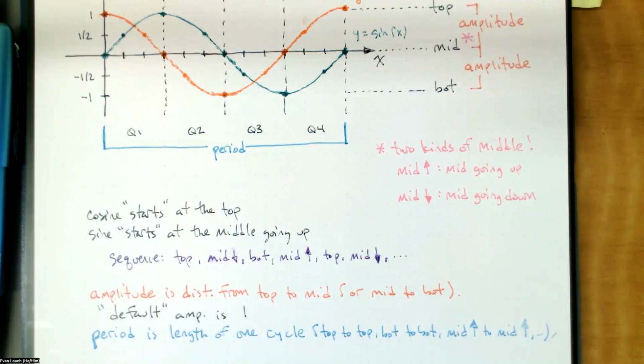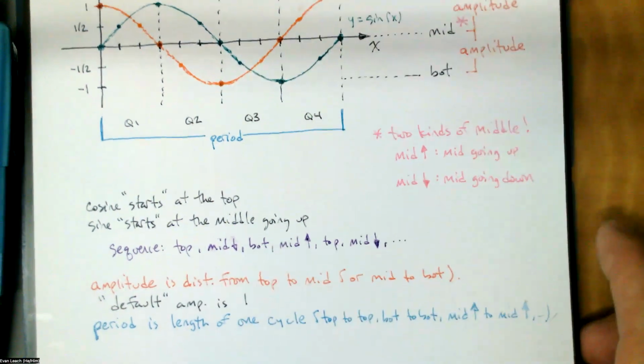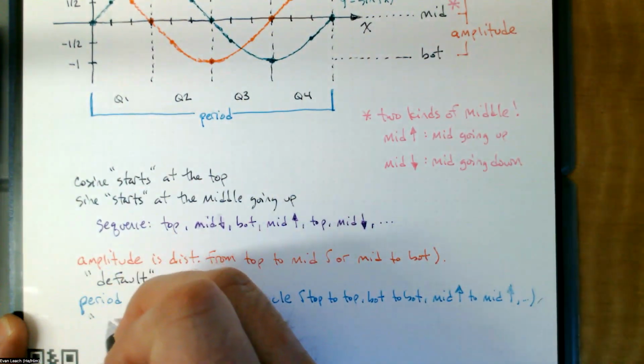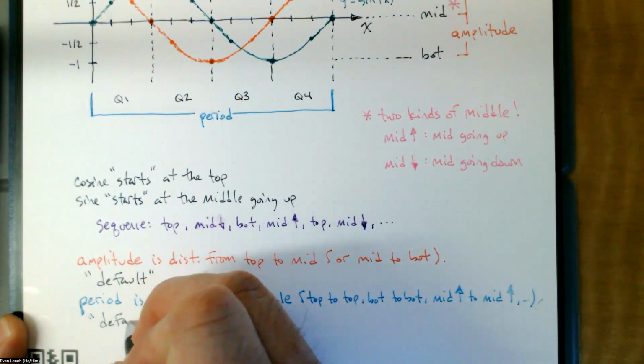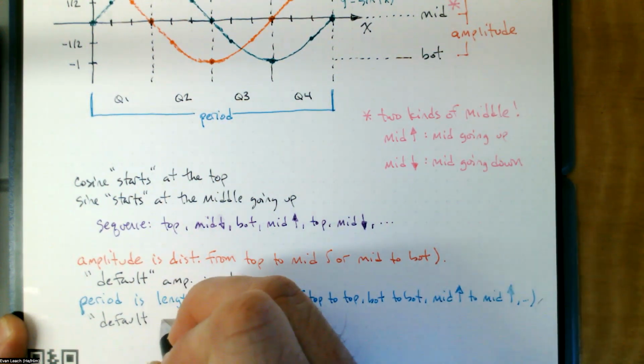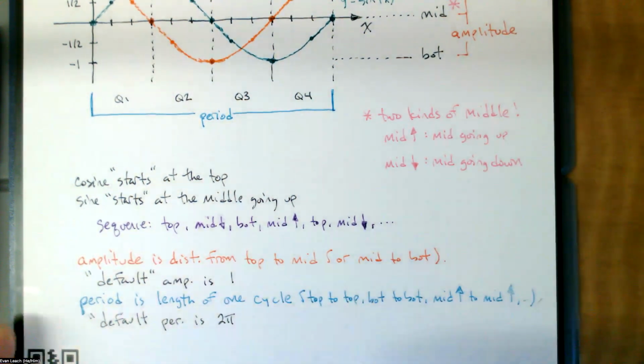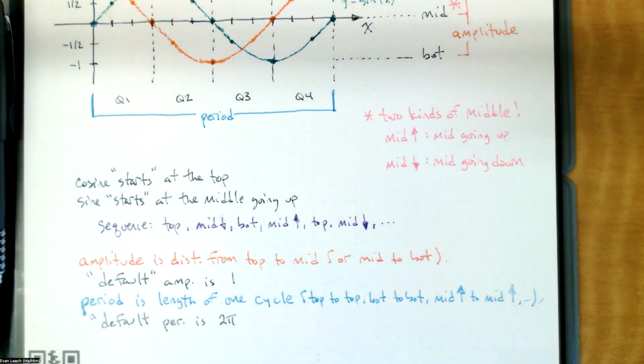The default period for sine, so just the period of sine and cosine, the default period is going around the circle one time. The default period is 2 pi. Default period is 2 pi. This is going around the circle one time.